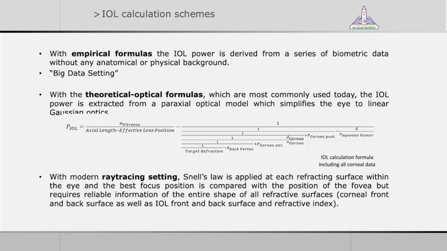With modern ray tracing settings, Snell's law is applied at each refracting surface within the eye, and the best focus position is compared with the position of the fovea. However, this requires reliable information on the entire shape of all refractive surfaces, including the corneal front and back surface, IOL front and back surface, and refractive index.